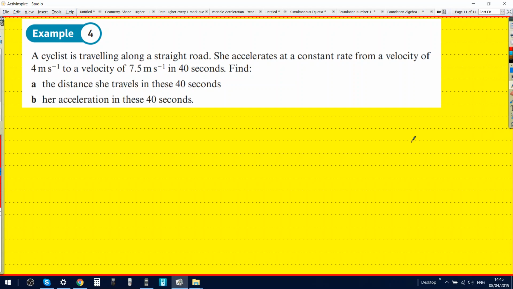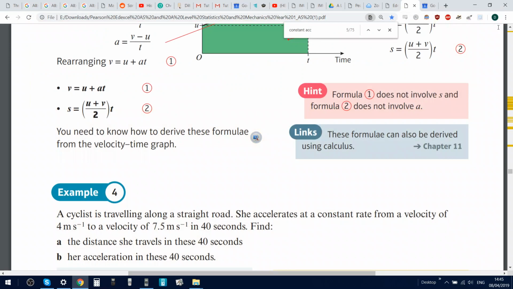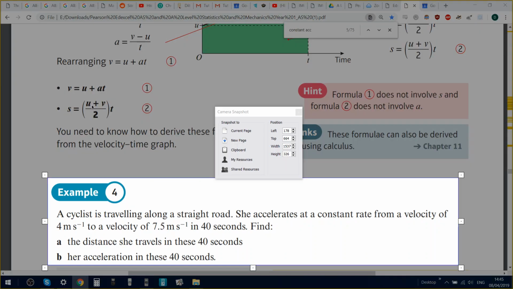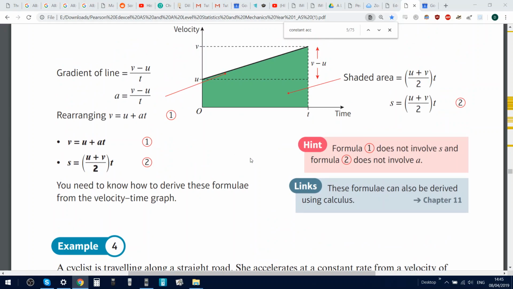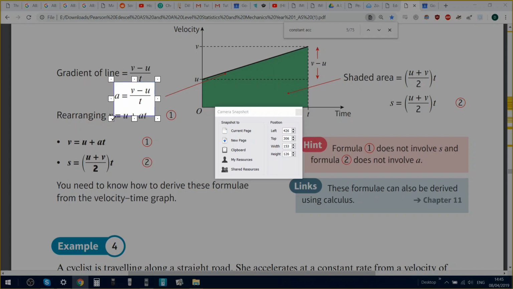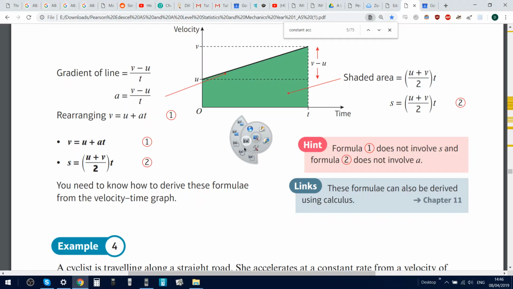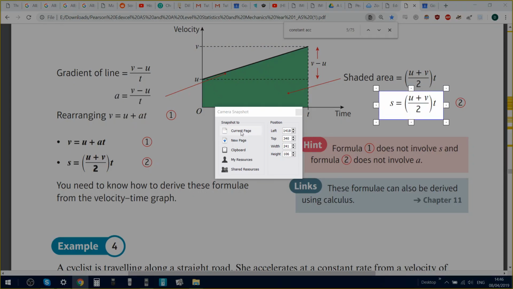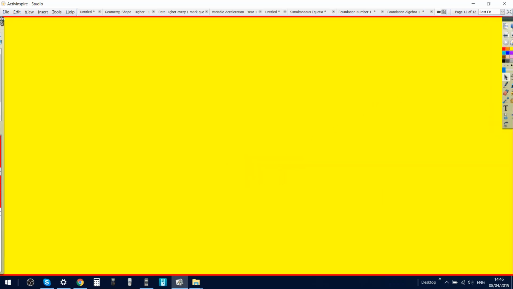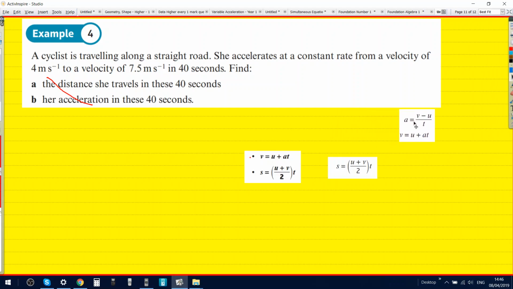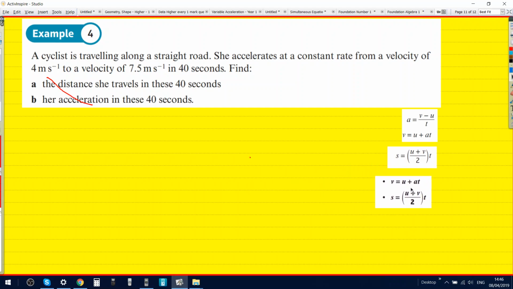So velocity times time would equal distance. But then there's the acceleration. And so perhaps let's just bring these in. So we've got that one. Yeah, SUVAT. Okay. We've got a. So we have to find the distance. So you have to pick a distance formula.